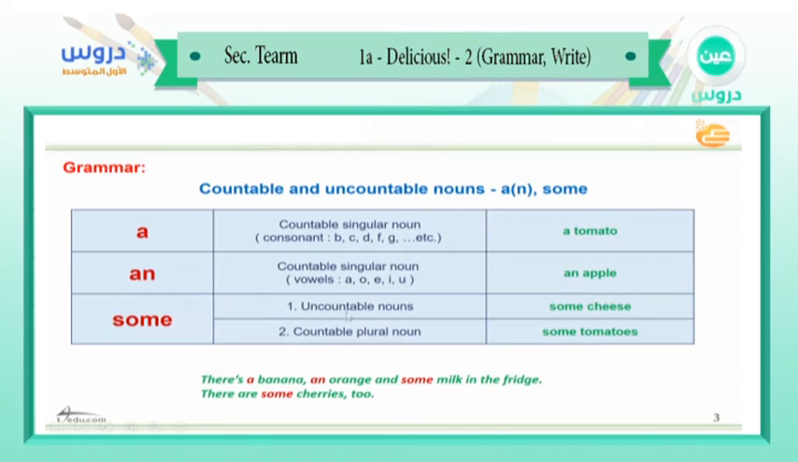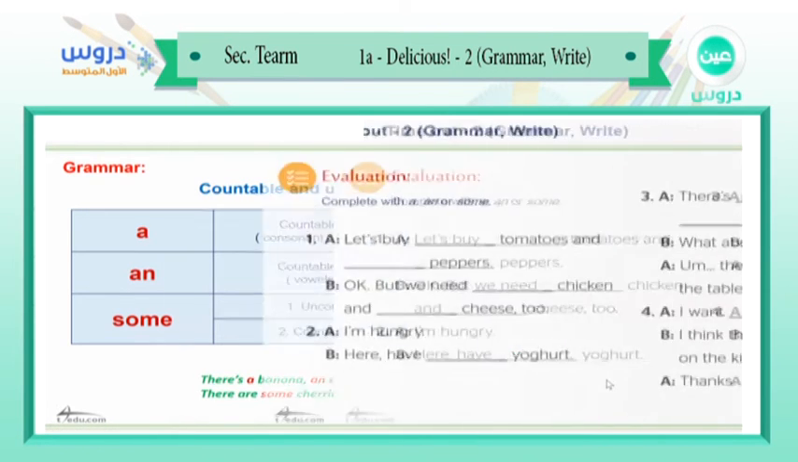Milk is an uncountable noun, okay? Milk, water, cheese, and so on. Some milk in the fridge. There are some cherries, 2 cherries, countable plural noun. 1 cherry, 2 cherries, 3 cherries, 4 cherries. Okay, some cherries. Very nice. So I think now you understand it.